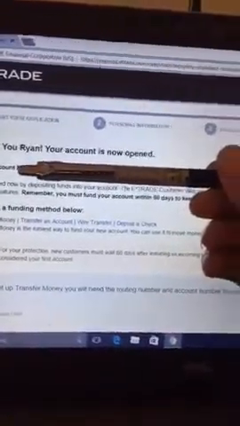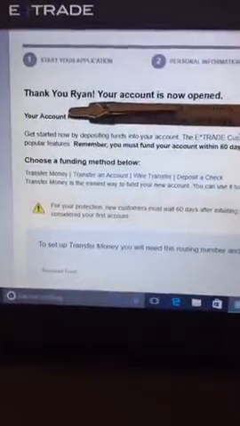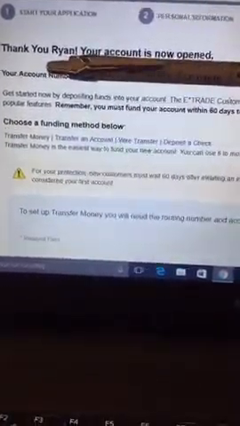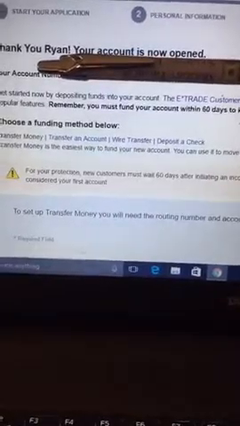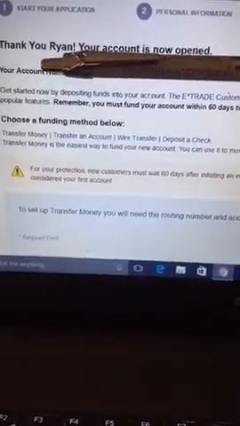So there, your account is now opened. Get started by depositing funds into your account. It tells you how you can deposit, like with a check or transfer from your bank. So that's pretty easy. So it's that easy. I never even had an account with E-Trade, so why not open one that gives me the ability to now trade stocks through E-Trade?